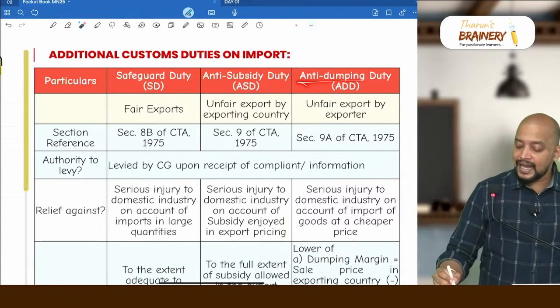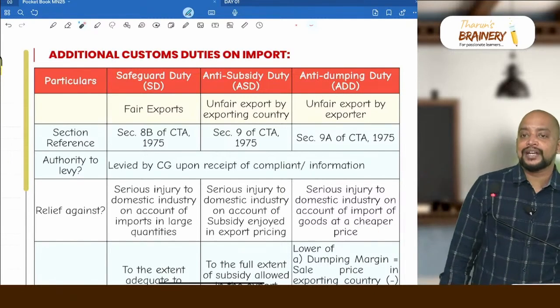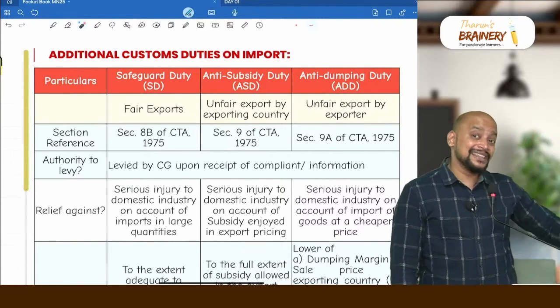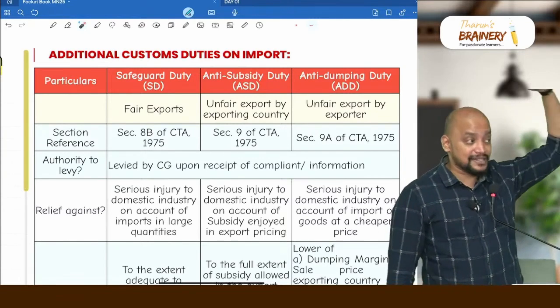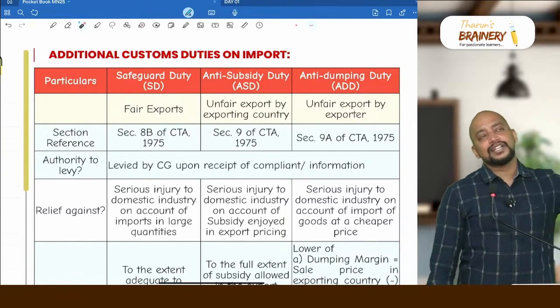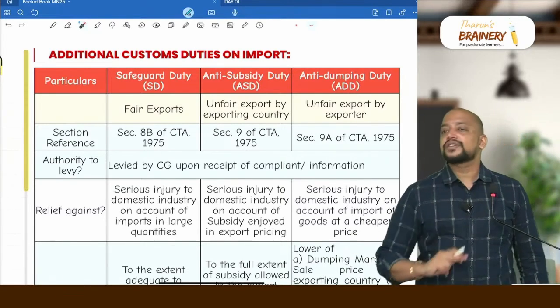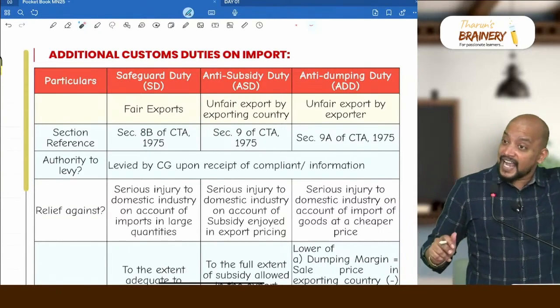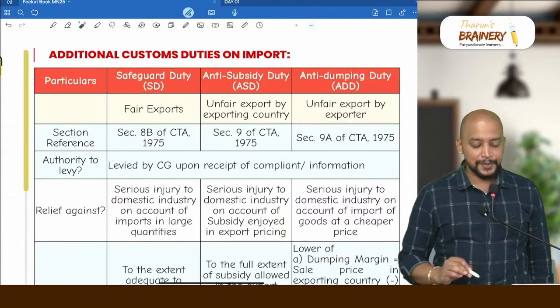Then in case of anti-dumping duty, when the goods are imported at a cheaper rate, and that is exported by the exporter at a price less than their selling price, then they are trying to do the dumping. Is it a fair export or unfair export? Unfair export. Who is resorting to this unfair export? The exporter, not the exporting country. Unfair export by the exporter.